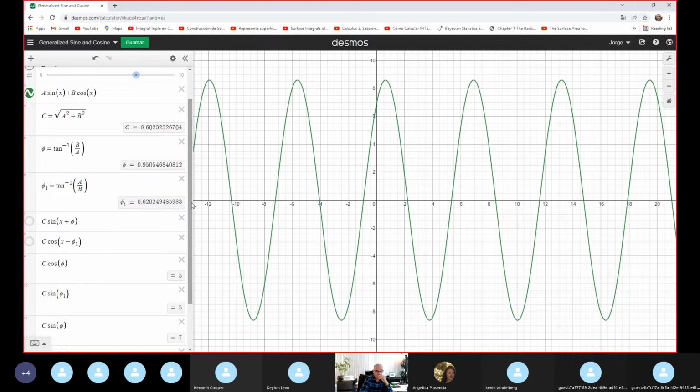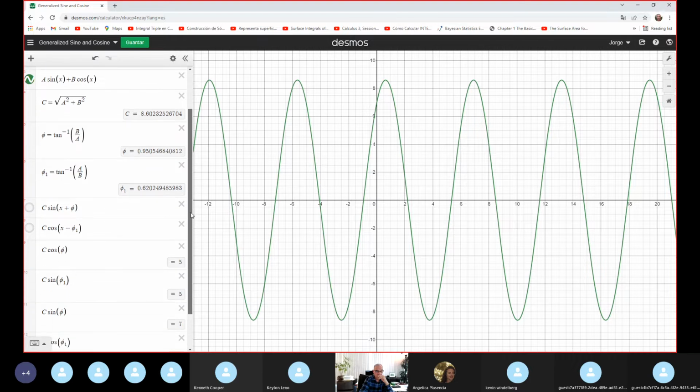Now, another possibility to express this is using generalized sine or generalized cosine. Look, let me show you. Boom. Black color, generalized sine. Or this, boom. Blue color, generalized cosine. You see it's the same thing? Let me explain in the whiteboard.